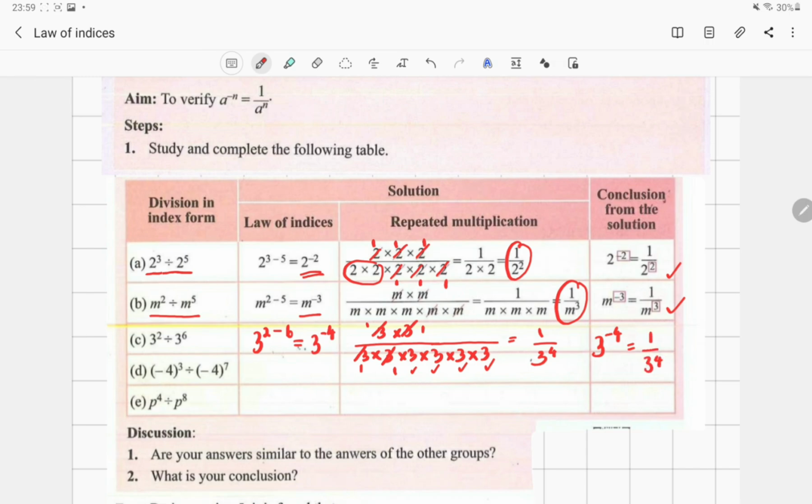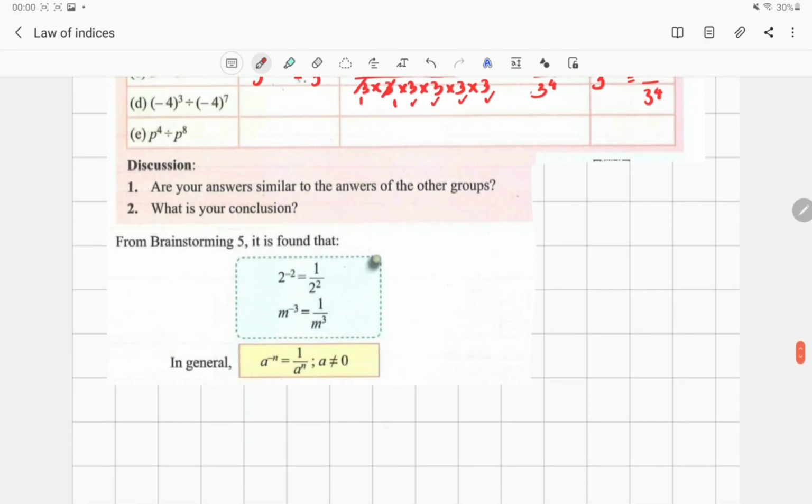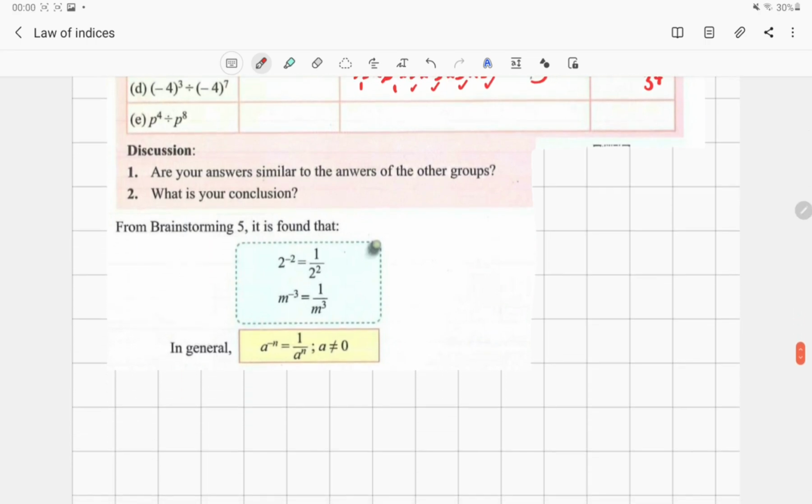So, based on this brainstorming 5, it is found that 2 to the power of negative 2 is equals to 1 over 2 power of 2. We have verified that a to the power of negative n is equals to 1 over a power of n. And value a cannot be 0. If a is 0, so we'll get undefined.